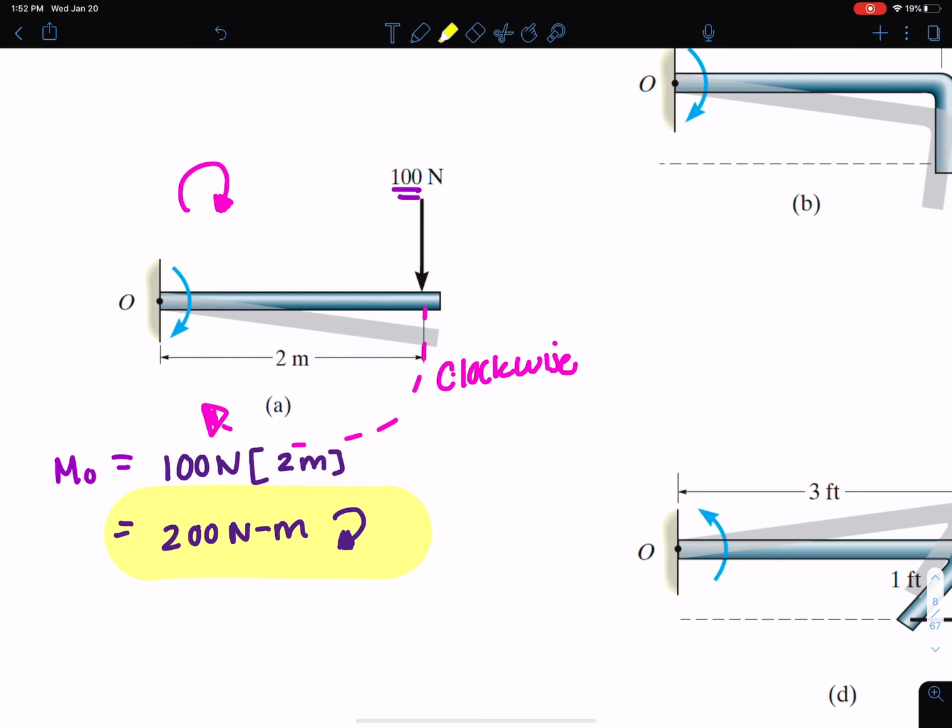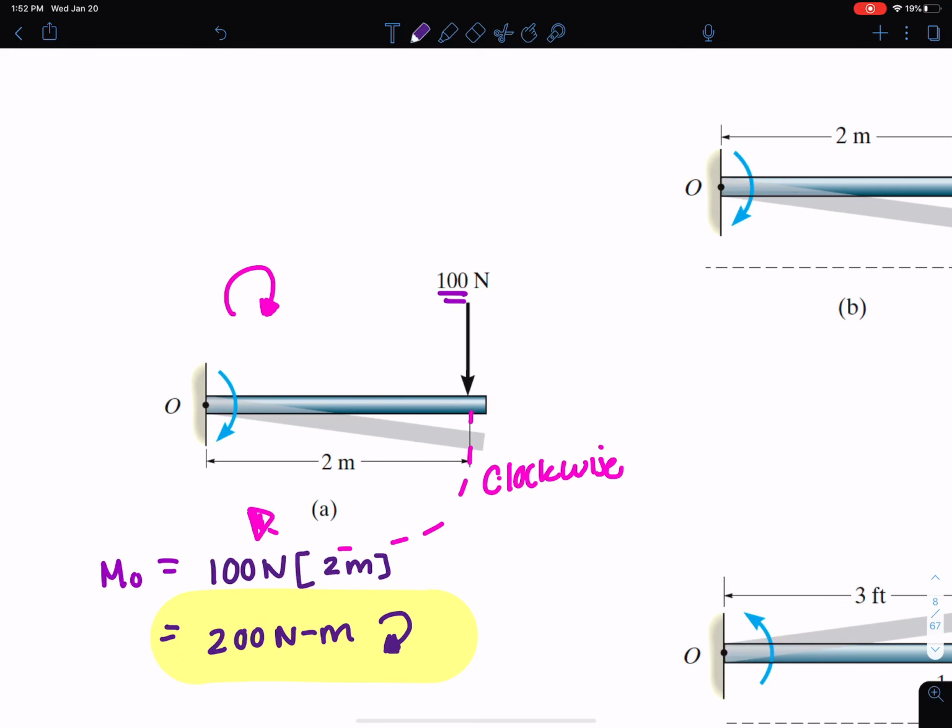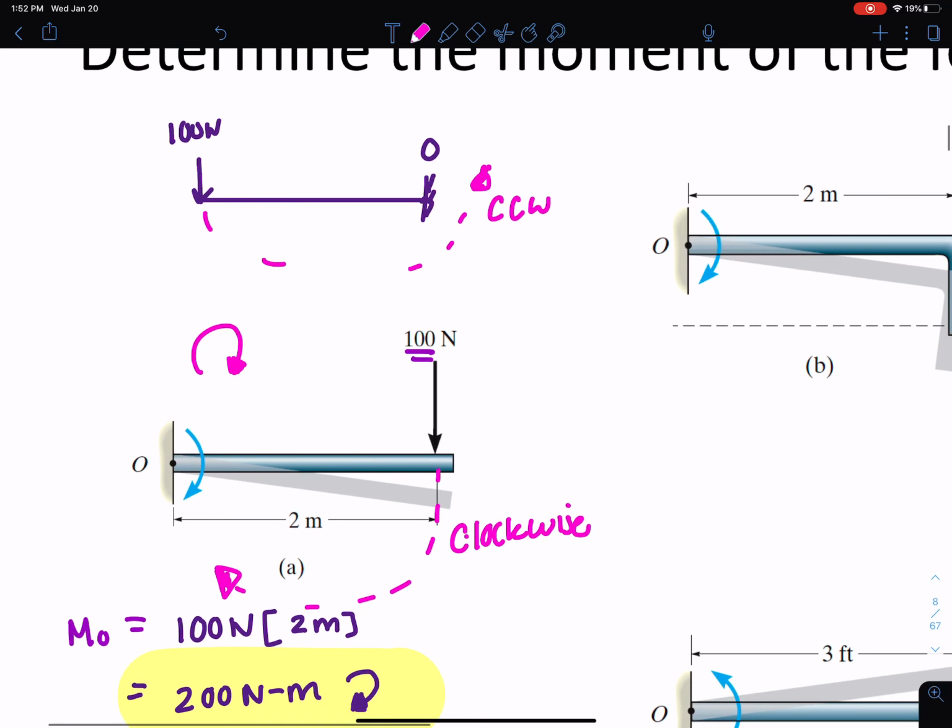Now this is different than, let's say we had, I'm just going to show you another example here before I move on. Let's say I have the beam like this, and I have a 100 Newton force here, and point O is here. Now my rotation is going in this direction around point O. This now is counterclockwise. So you see, I just have to continue drawing the force whichever direction it's going, and that is how I'm going to figure out the direction for 2D systems. That's always how I'm going to figure it out.